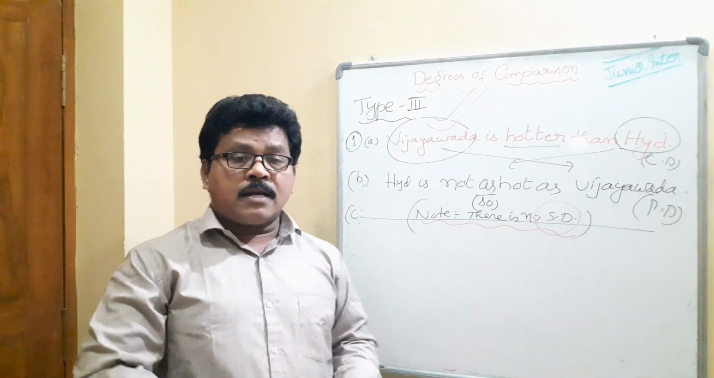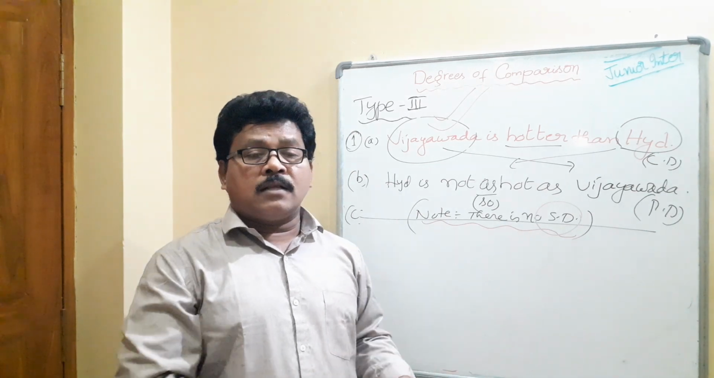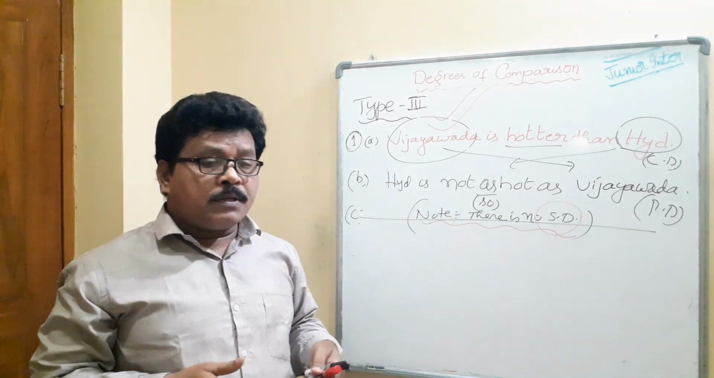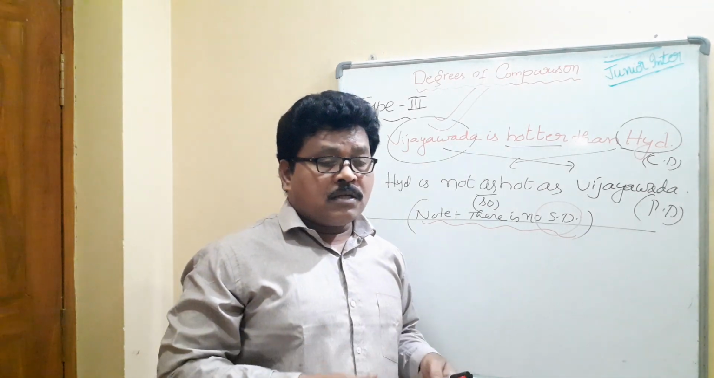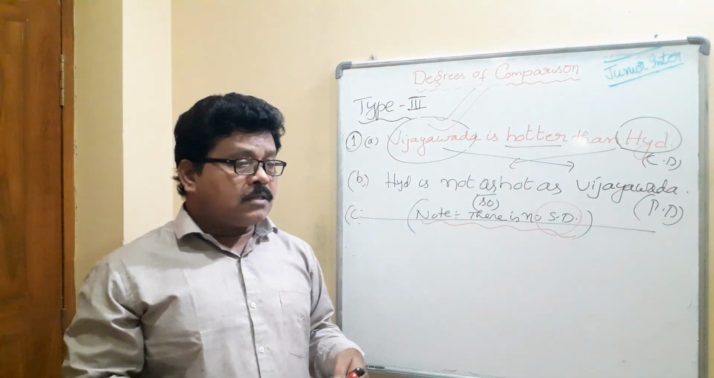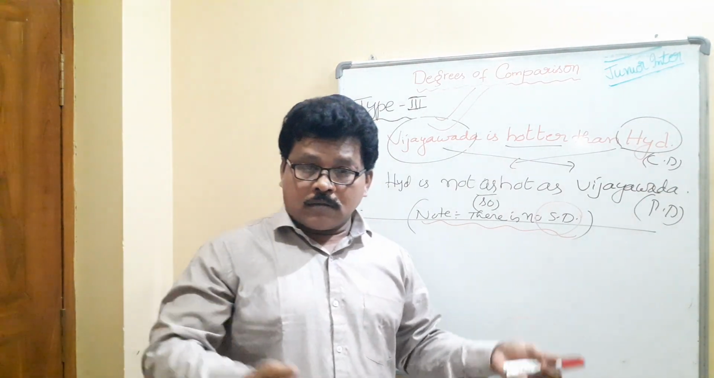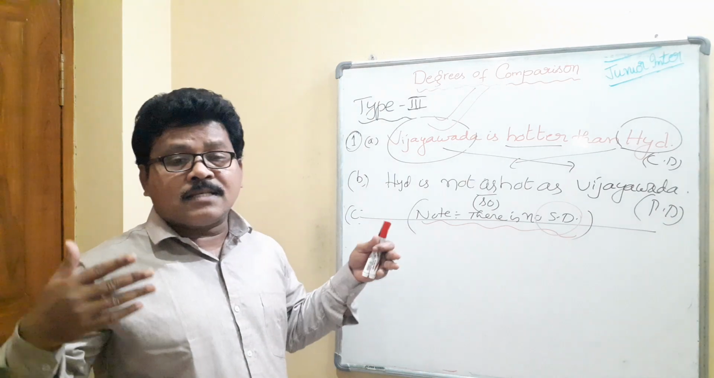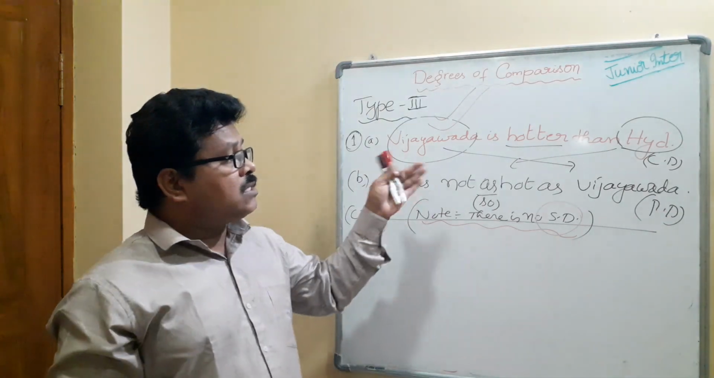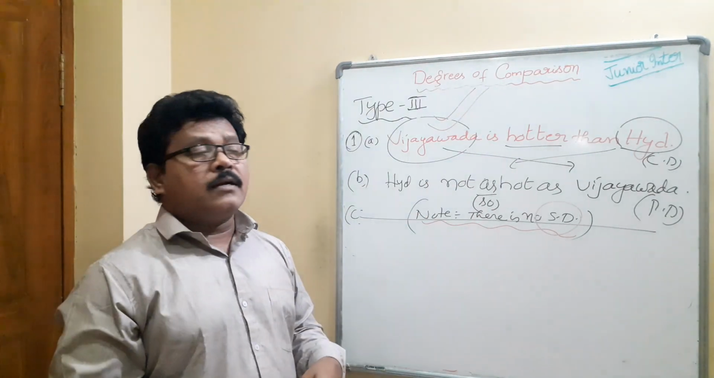This hotel is better than that hotel. This room is bigger than that room. Our college is bigger than their college. Our college is the best one. Our college is the smallest one, like that. You take some own examples and you change them into various other degrees.